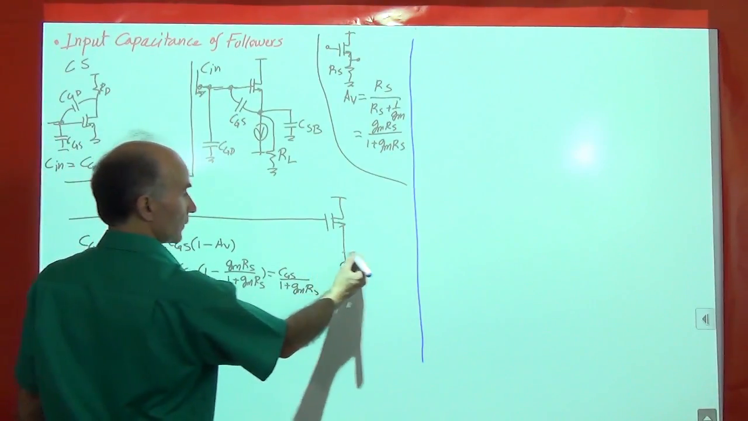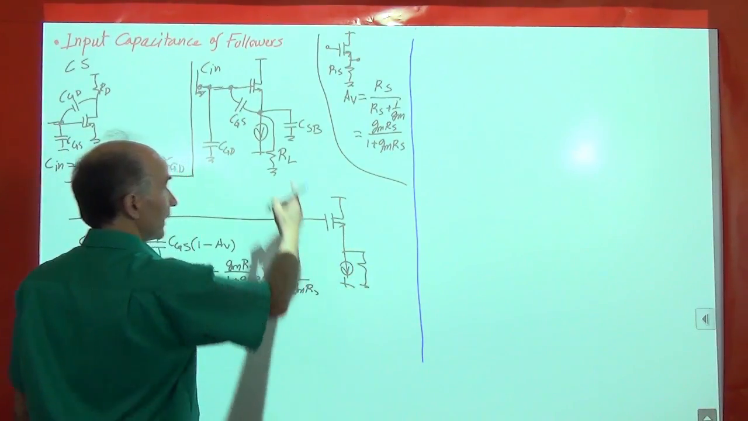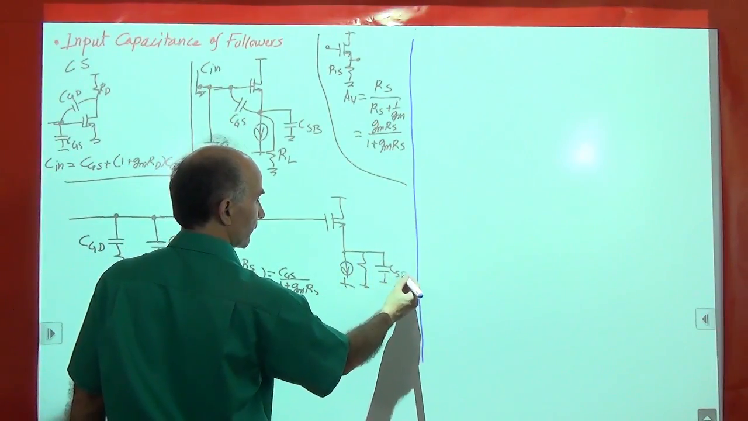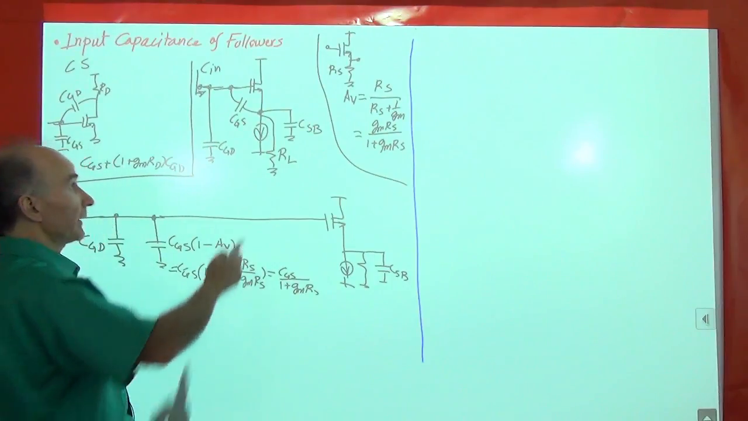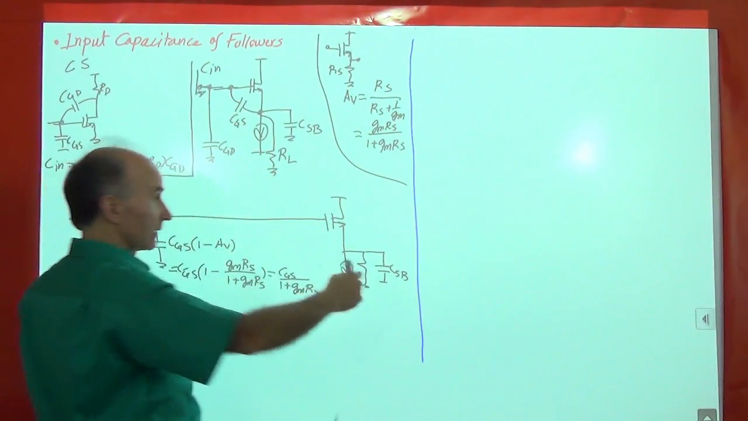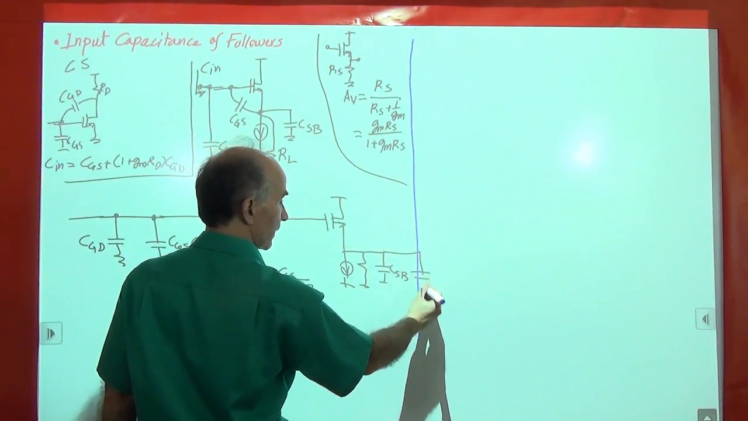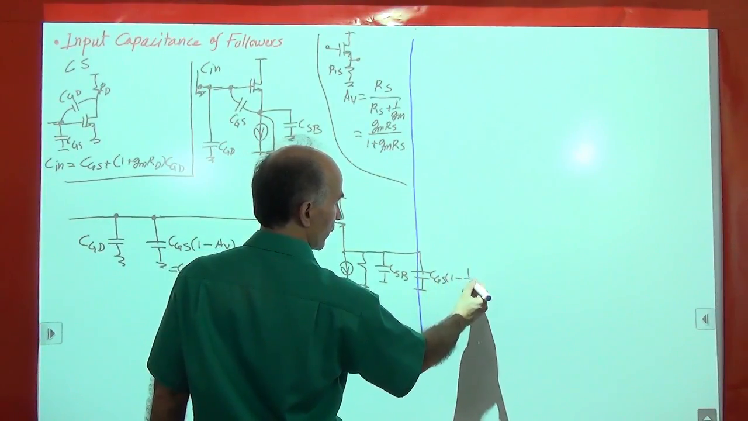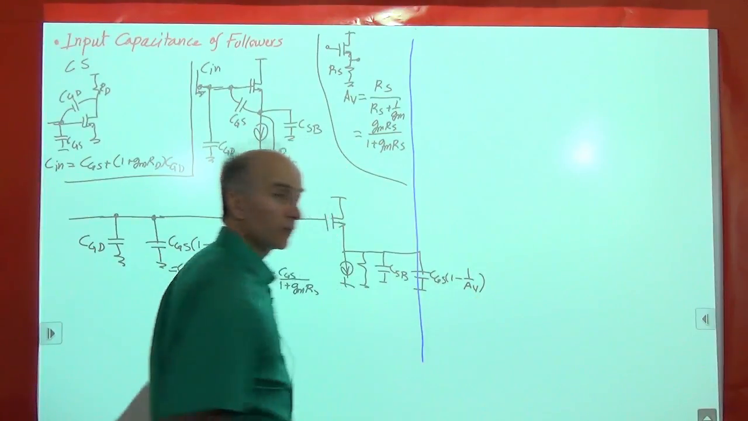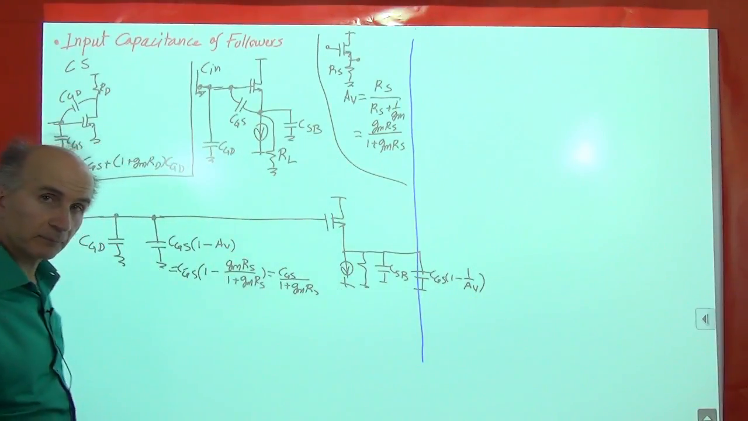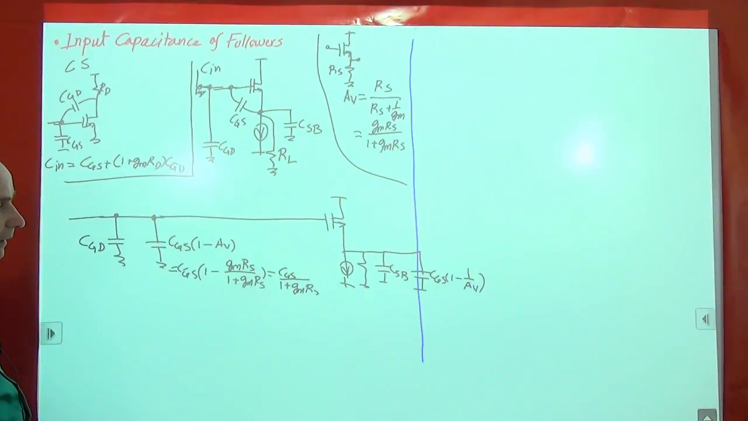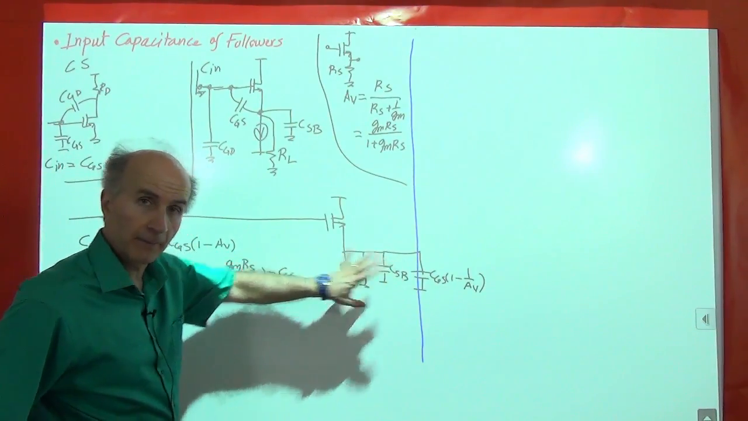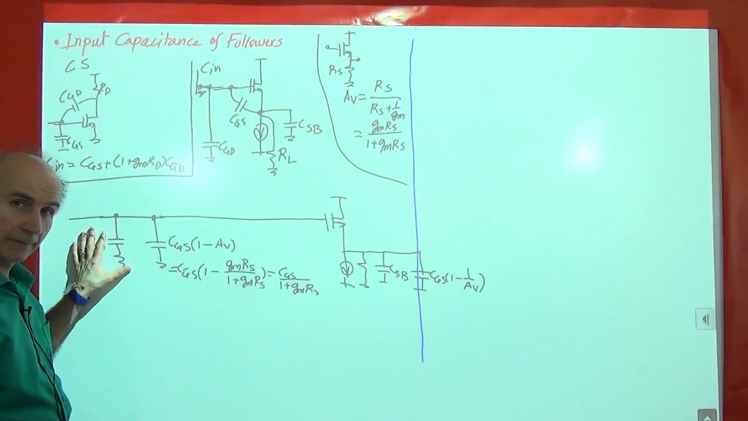Right? So we have all of these. We have that capacitance, CSV. And then, of course, we also have the Miller effect of this capacitance at the output node, right? So that would be something here, which would be CGS times 1 minus 1 over AV, if you remember from Miller's theorem. All right, we are really interested in the input capacitance, so we don't worry about all the stuff out here. Let's just focus on what we have.